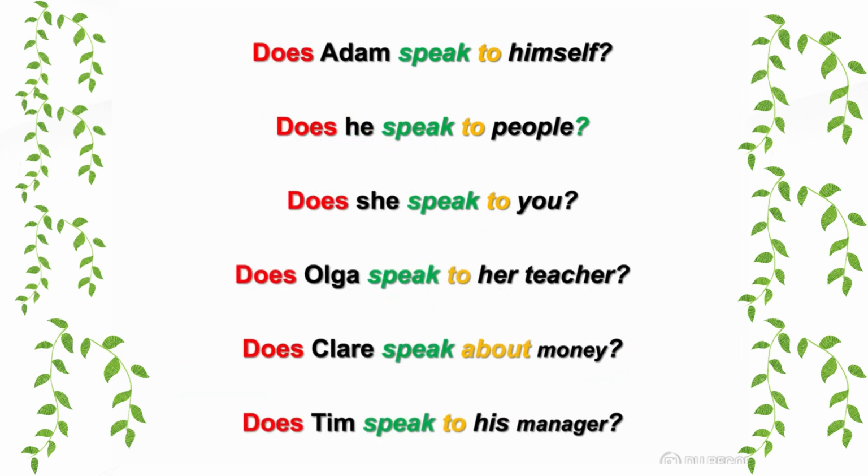Of course not. We are not going to see the S with the verb because it's the question form. So in the negative form and question form, don't put S to the verb with he, she, it. So does Adam speak to himself? Does he speak to people? Does she speak to you? Does Olga speak to her teacher? Does Claire speak about money? Does Tim speak to his manager?